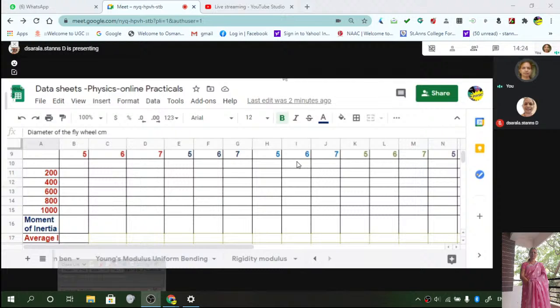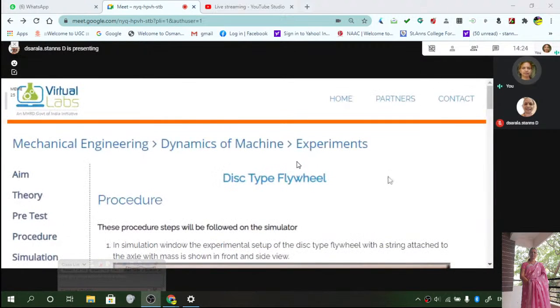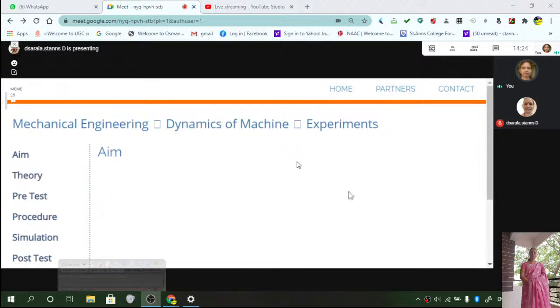Another experiment similar to this is, the aim is the same in both cases. You are finding the moment of inertia only. The aim remains to find the moment of inertia.